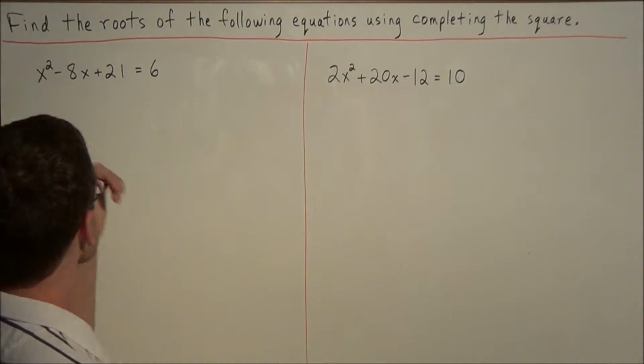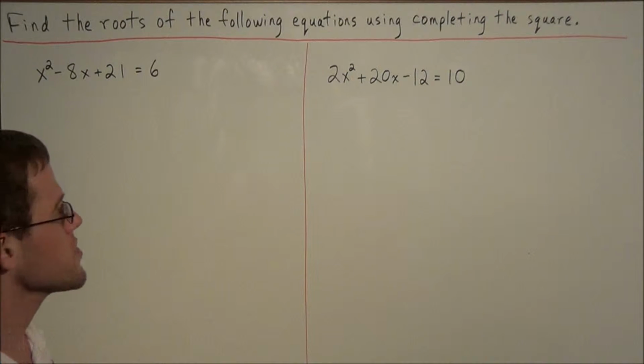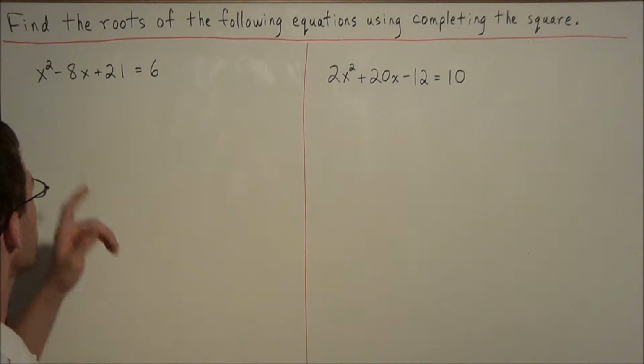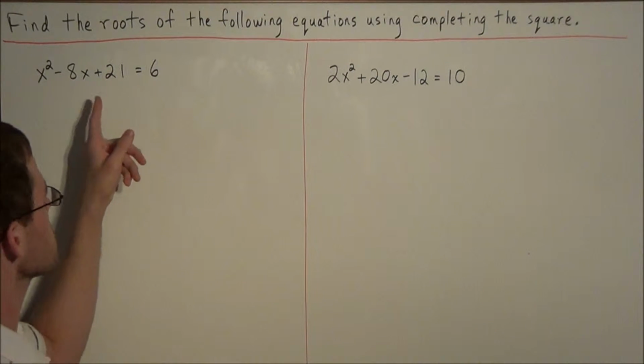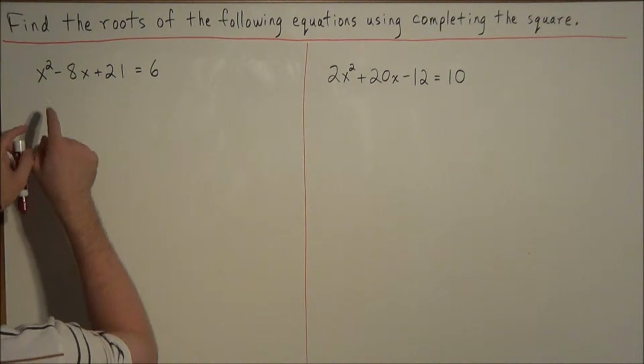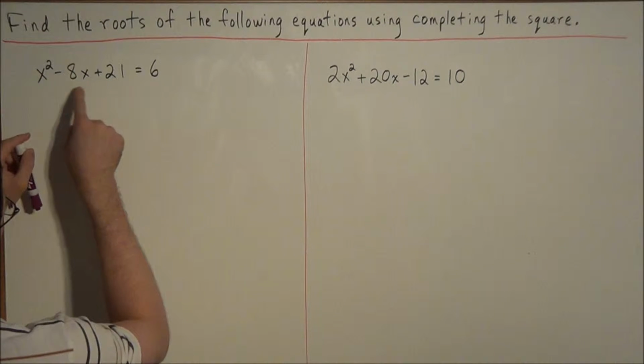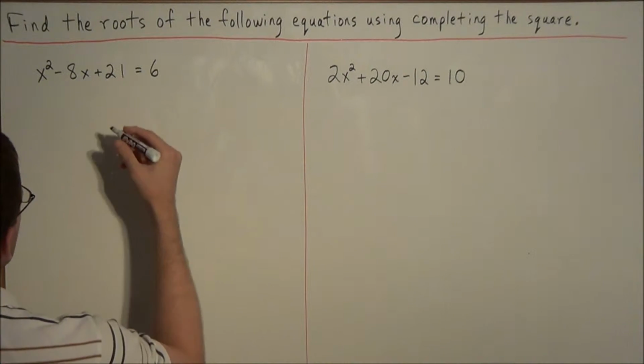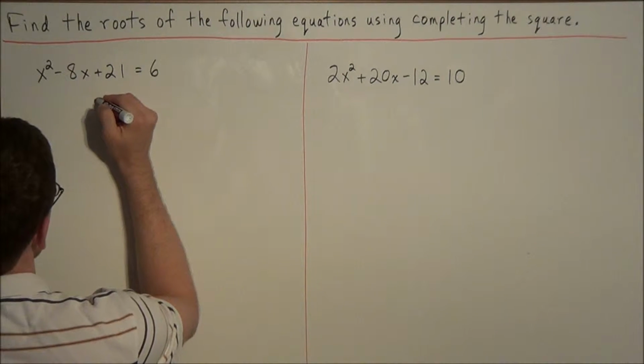So we have the problems, find the roots of the following equations using completing the square. And first we have x squared minus 8x plus 21 equals 6. So with completing the square, the goal at first is to isolate the x squared and the x term. So the first thing we want to do is subtract 21 from both sides of this equation.